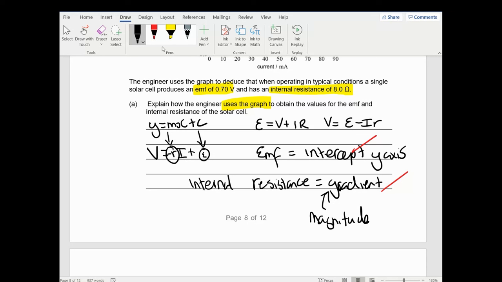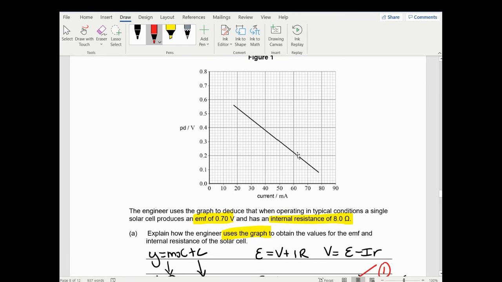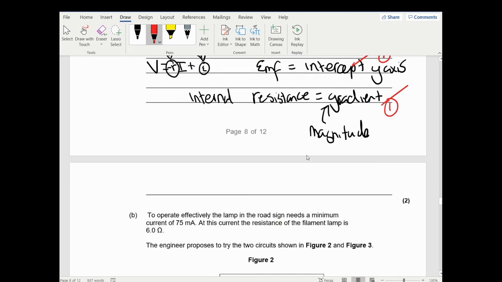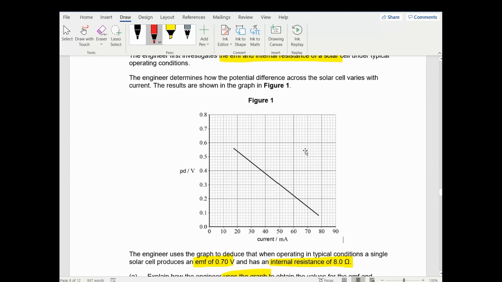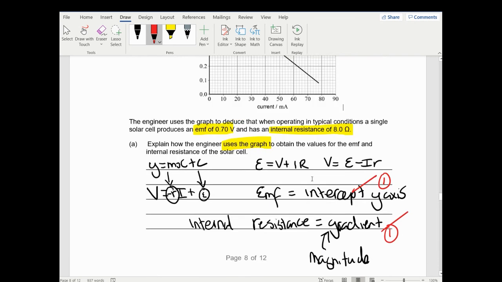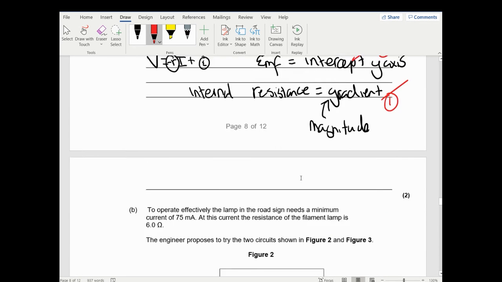But again, if they ever ask you how to use the graph to find something and it's a straight line graph, bet your bottom dollar, it's all to do with the intercept and the gradient. In any practical paper you can think of, if you see a straight line graph and the question asks how you use the graph, it's all to do with intercepts and gradients.